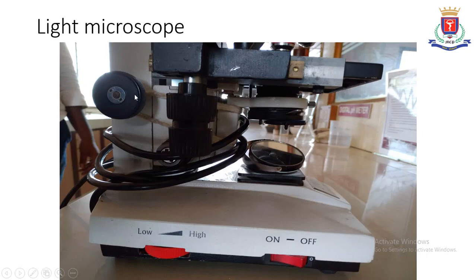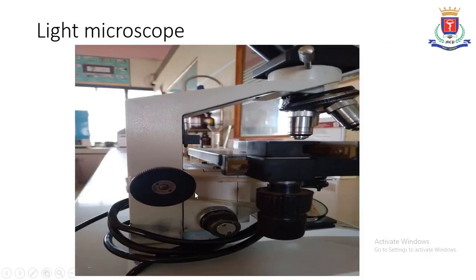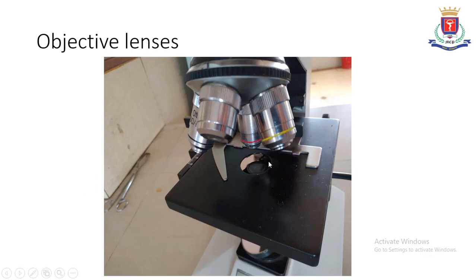Now here is the coarse adjustment knob. This knob will adjust the height of the stage from the objective lens. And there is a fine adjustment knob over here, which is used for adjustment of the image, blurred image. So here you can see that clearly, this is your fine adjustment knob and this is your coarse adjustment knob. Now these are the objective lenses. They are usually available in the power of 5x, 10x, 40x and 100x.